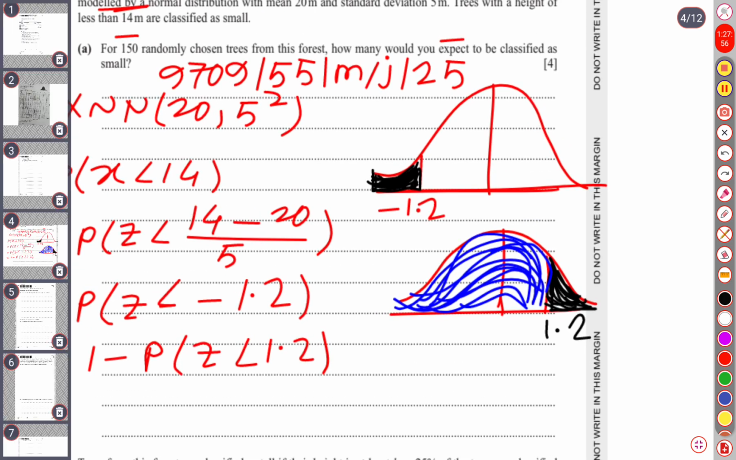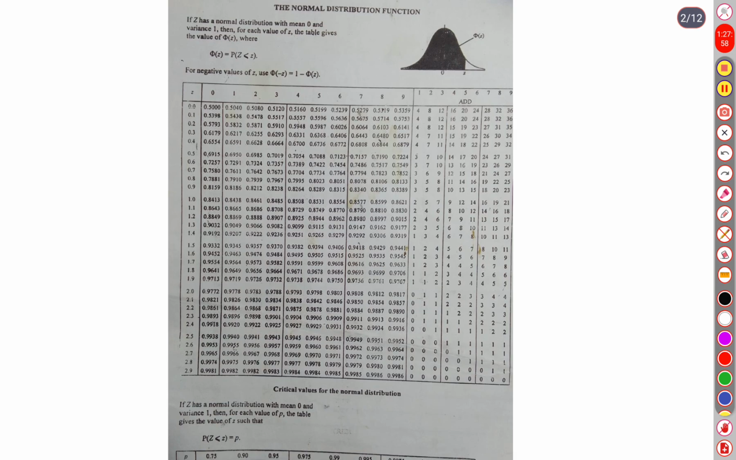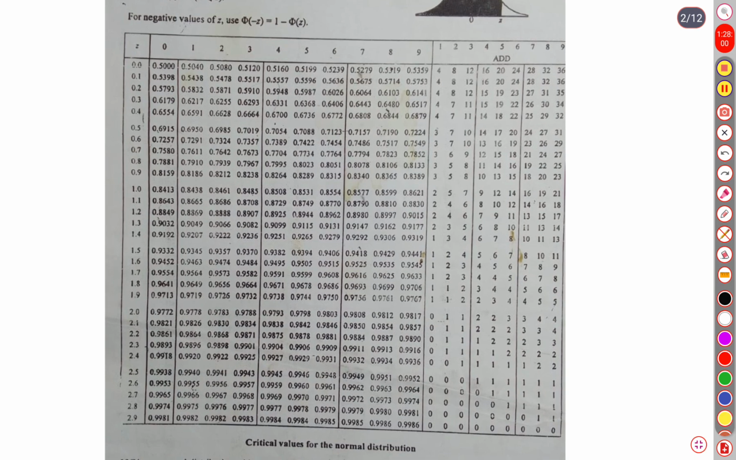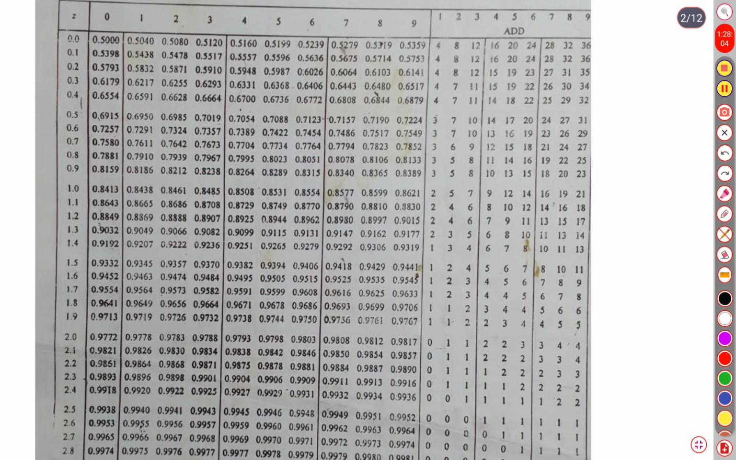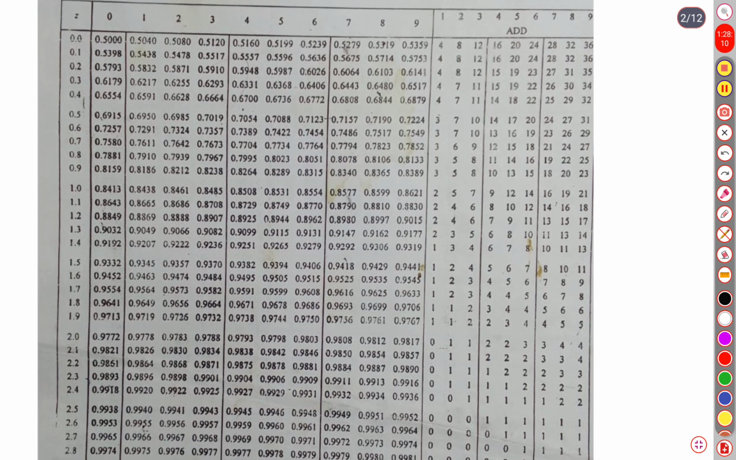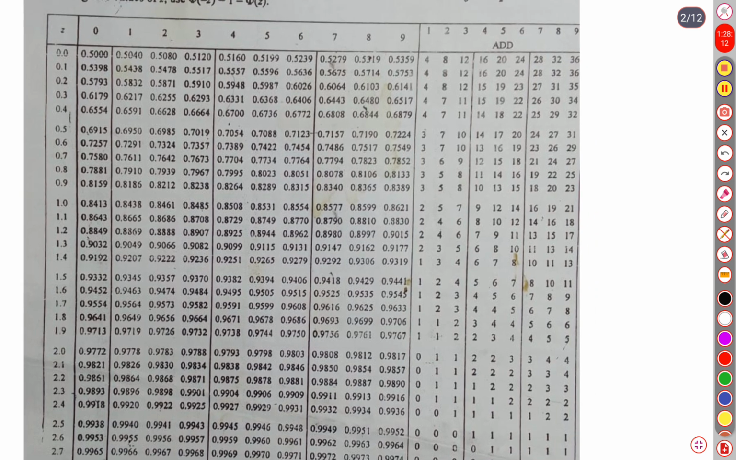So let us find our corresponding probability when the z-score is 1.2. Here is 1.2, which means 1.20. So the row is 1.2 and the column is 0. That is, our corresponding probability is 0.8849.